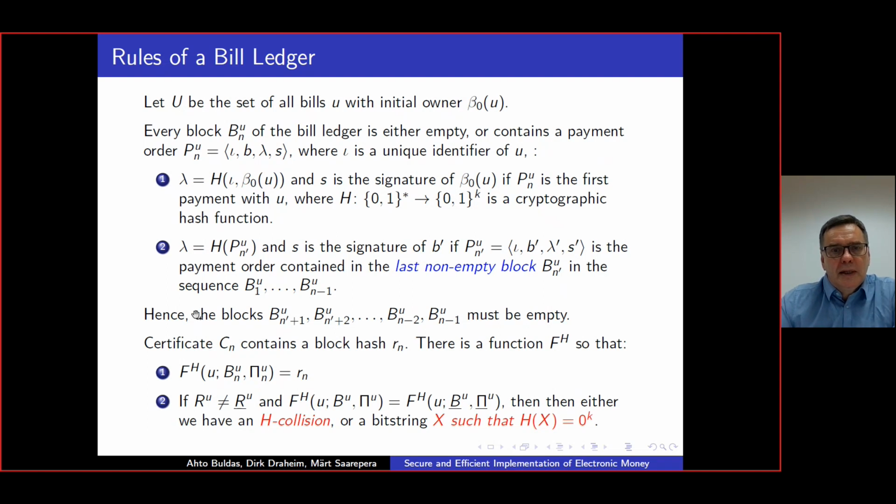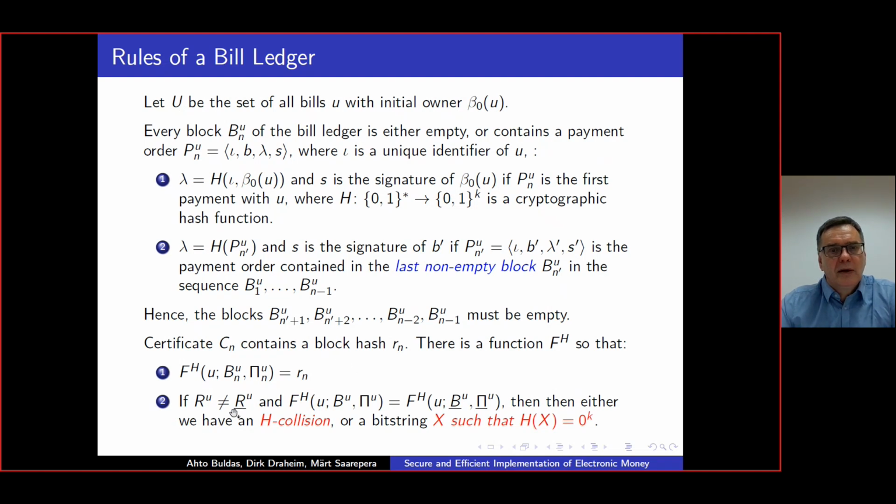Okay, and so if n prime was the last non-empty block with this bill, and n is the block where the next payment happens, then those intermediate blocks must be empty. The certificate Cn contains a block hash Rn, and there is a function fh, so that if we apply fh to the unit itself, to the block and to the certificate, we obtain this block hash.